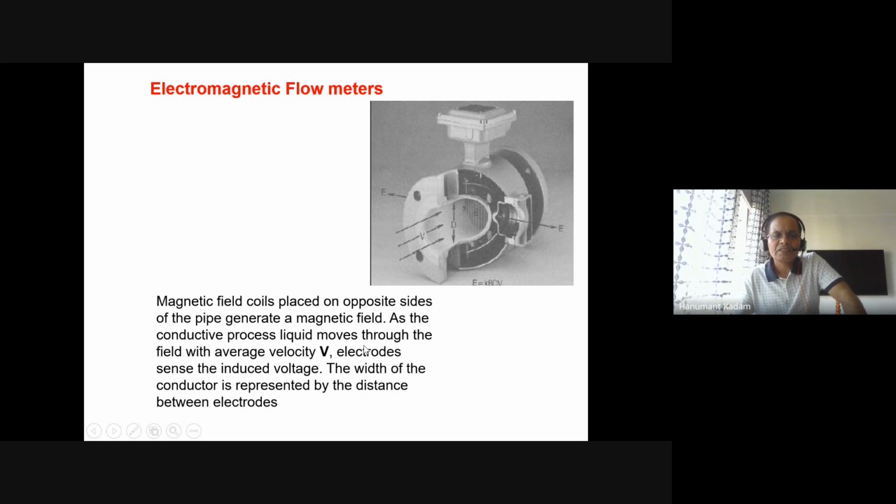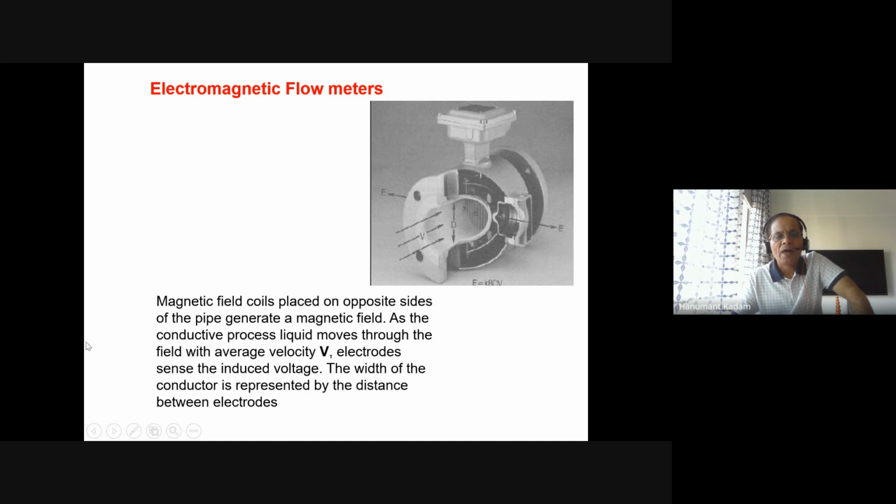As the conducting fluid, the process liquid, moves through the field with average velocity v, electrodes are fitted on either side: one electrode on one side, another on the other side, and E is shown across them. The connection is there. Outside you get two wires, and that wire is connected for further electronics processing in the transmitter. I will show you the transmitter.